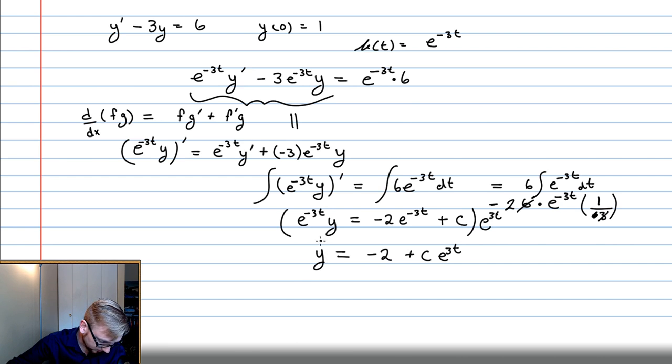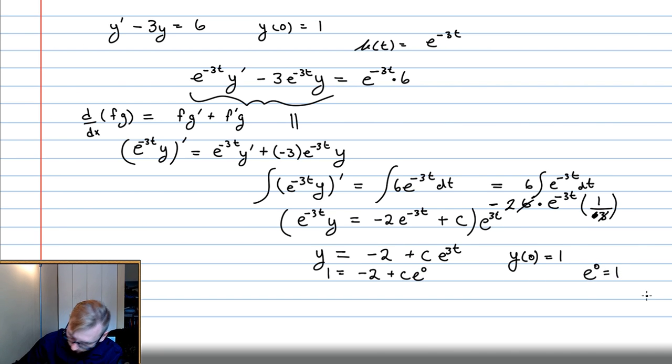And that's our y. Now we impose our initial condition. y of 0 is equal to 1. So when t is 0, y is 1. We get 1 equals negative 2 plus c e to the 0. Well, e to the 0 is just 1. And we're going to scroll down just a little bit.